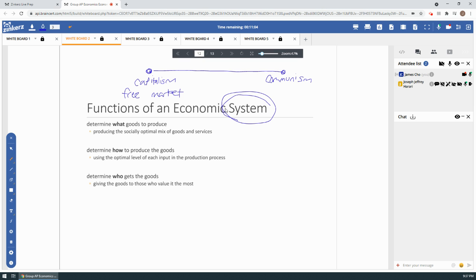It's going to be the government. Instead of a free market system, this is what we call a command system. We call it command because the government is commanding, they're controlling the entire economy. And whenever we talk about economic systems, there's always going to be three questions to be asked. As a country, as an economic system, what we need to do is determine what goods to produce.